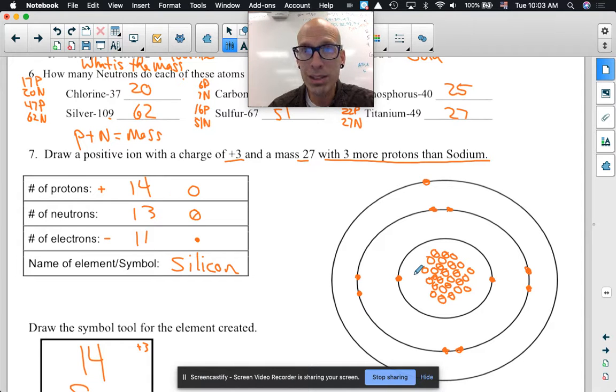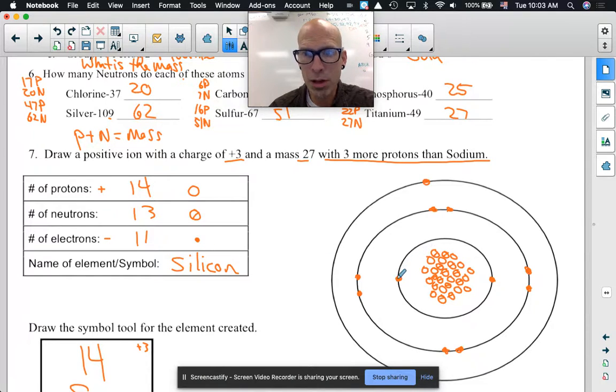Now notice how I've sketched it. It's clear. I have a key. I can count these particles easily and tell how many of each I have. They are distinctly different. My neutrons and my protons are distinctly different. And then my electrons are just the dots out in the outermost levels.